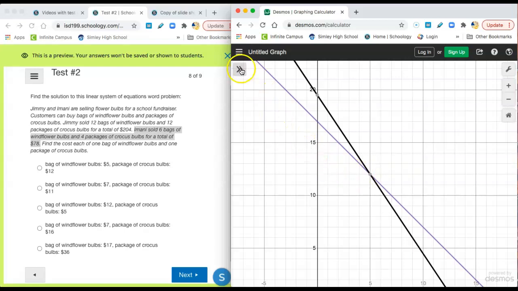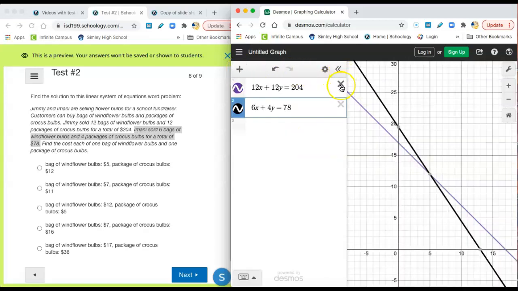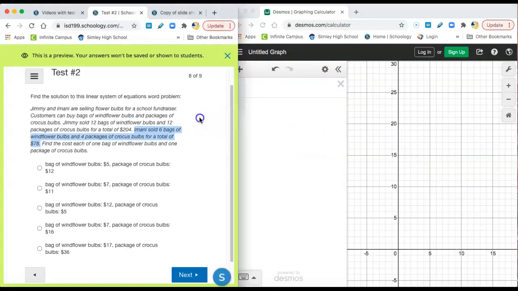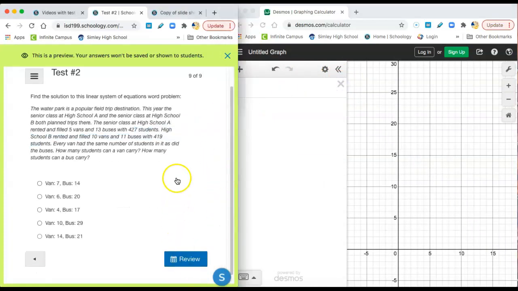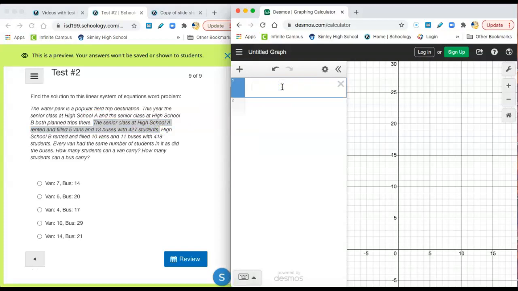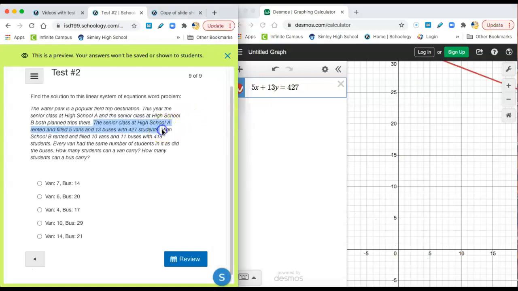All right, one more. We're almost done. Hang in there with me. I'll get rid of these 2. I'm going to move on to the last one. This is about the field trip, and we're using vans and buses. Here's the first one right there. That's high school A. They filled 5 vans. We'll call it 5X. And they had 13 buses, 13Y. 427 students. All right? The next one, I'm going to highlight it here.